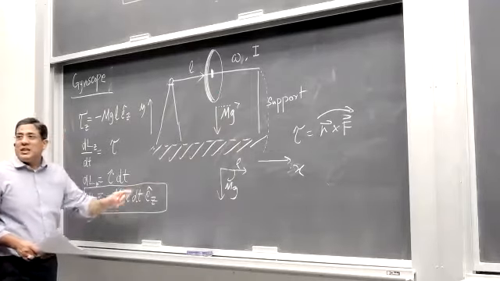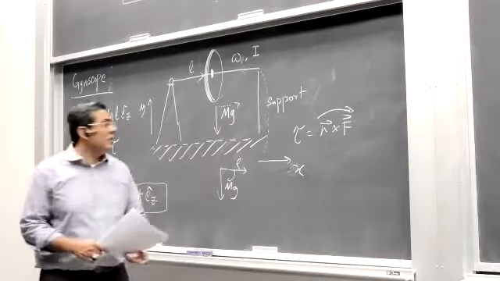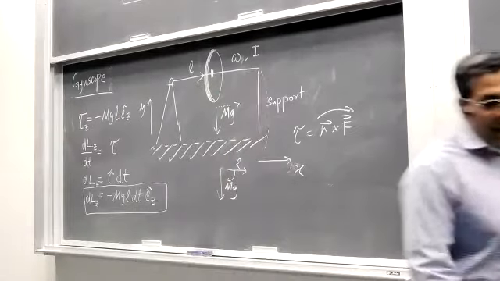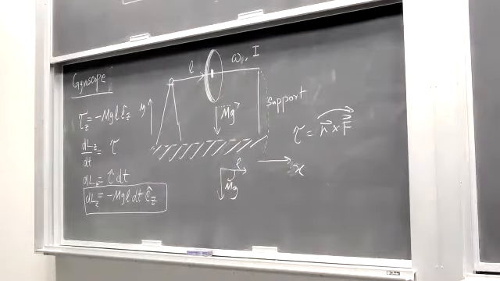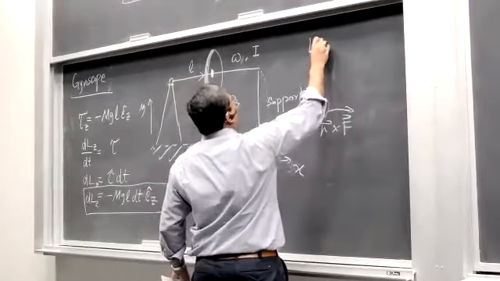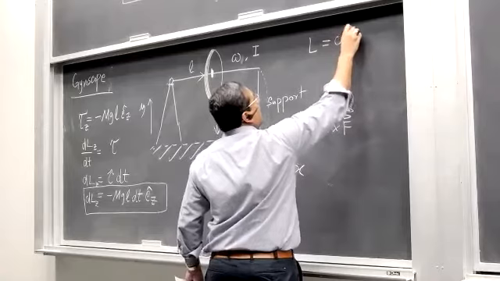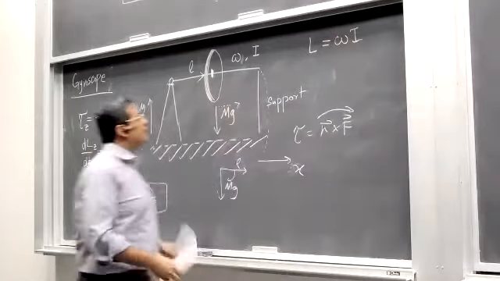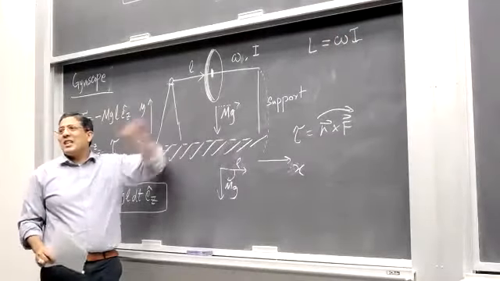All right. So now we need to figure out the angular momentum. Well, we know the angular momentum of the rod is just L equals omega I, right? Or I omega. But what is its direction?